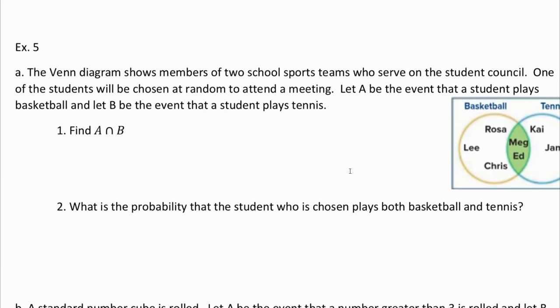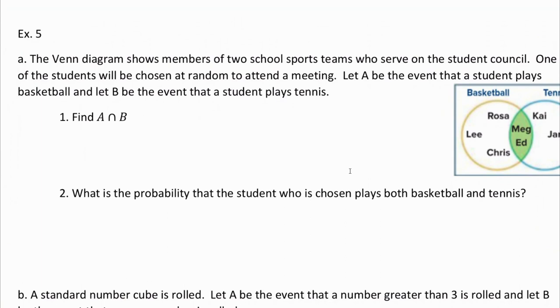So this says the Venn diagram shows members of two sports teams who serve on the student council. One of the students will be chosen at random to attend a meeting. Let A be the event that a student plays basketball, and let B be the event that a student plays tennis. So we want to find the intersection. So this time we're only worried about students who play basketball and also play tennis. So we want to figure out their intersection. So we're talking about just that middle piece here.